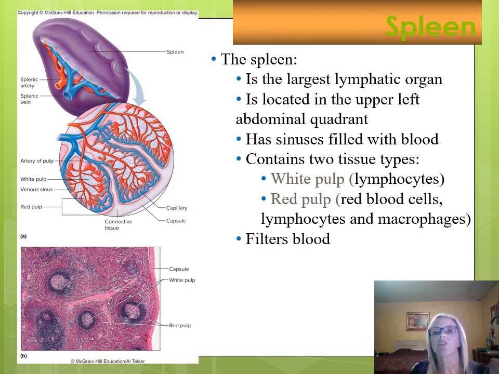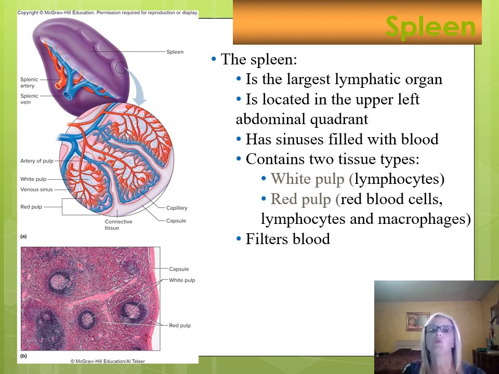The spleen actually functions like a really big lymph node. It's the largest lymphatic organ and is located in the upper left abdominal quadrant. It has sinuses filled with blood. It has what we call white pulp, which is the lymphocytes, and red pulp, which is the red blood cells, okay, and the macrophages. And its main function is to filter blood. It does have lymphatic nodes in it, but it does a lot more.